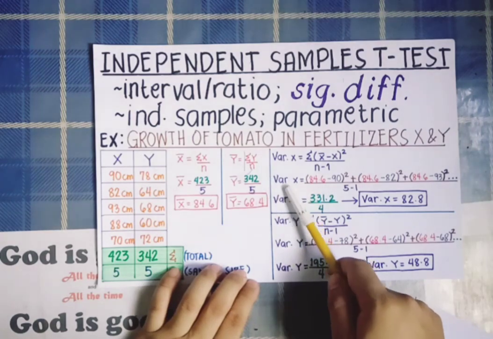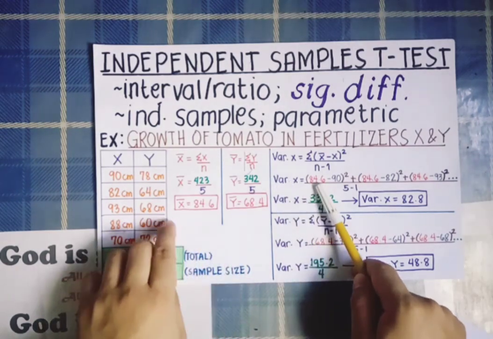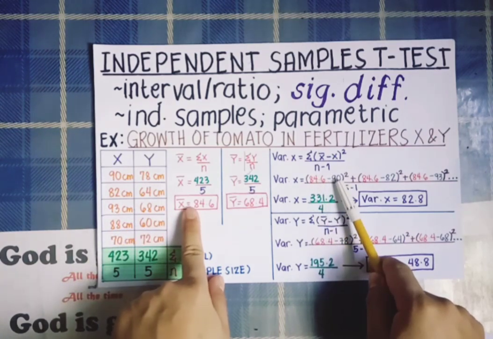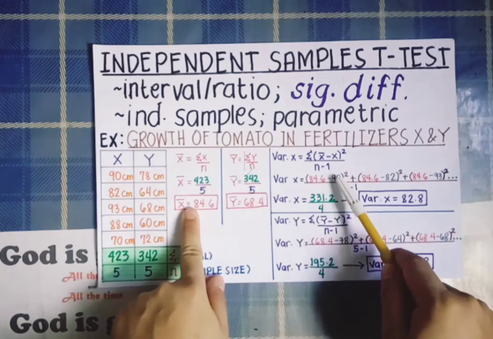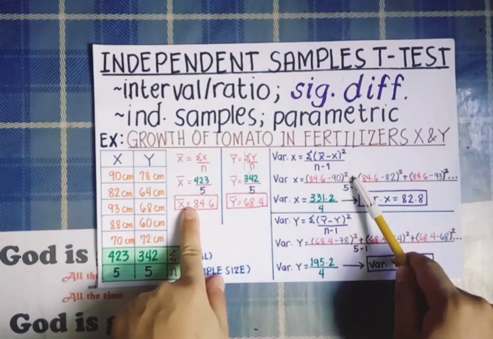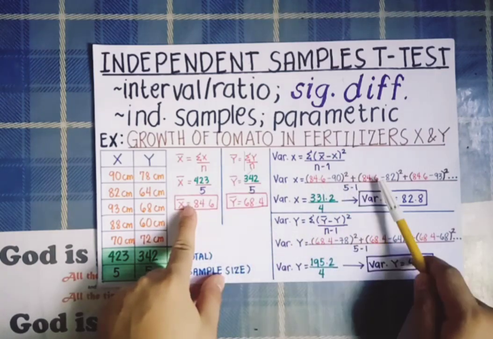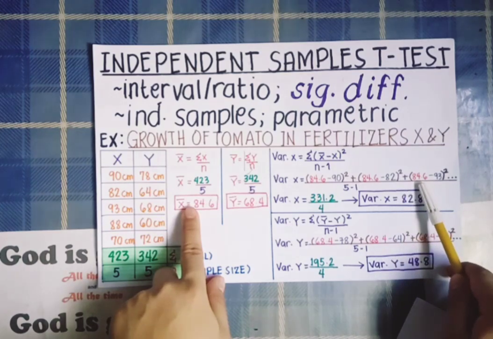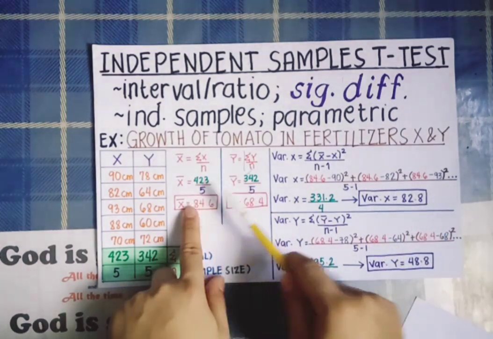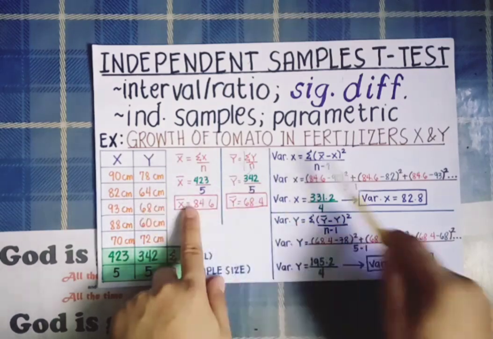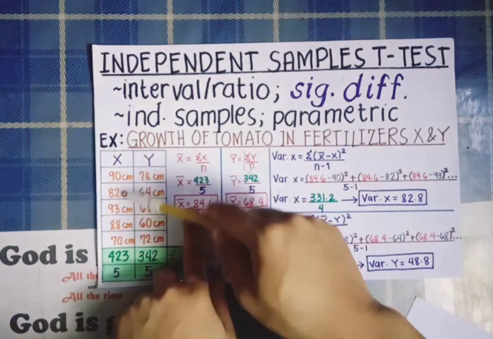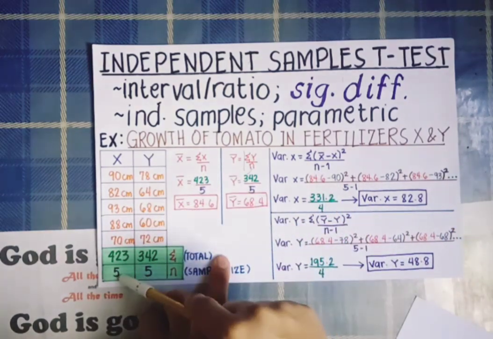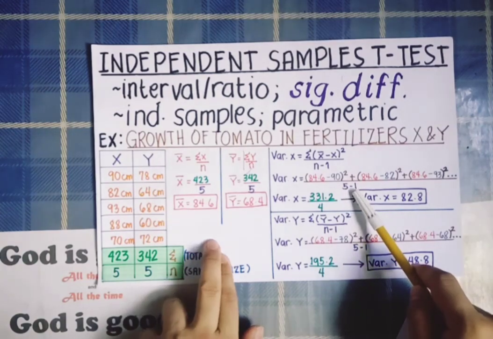variance for x is equal to 84.6, which is actually our mean, minus the first data in our x column, and that is 90 centimeters square, plus 84.6 again, minus 82, the second data in our x column, square, plus 84.6 again, minus 93, our third data, square, and so on and so forth. We're going to do that for our 5 data here, divided by n for x, which is 5 minus 1, and that is 4.